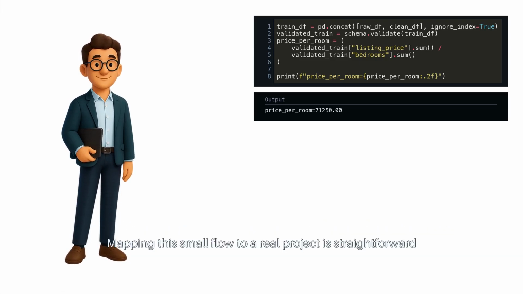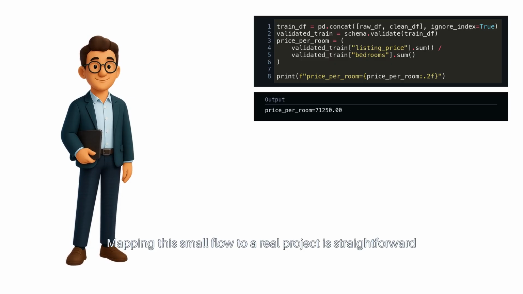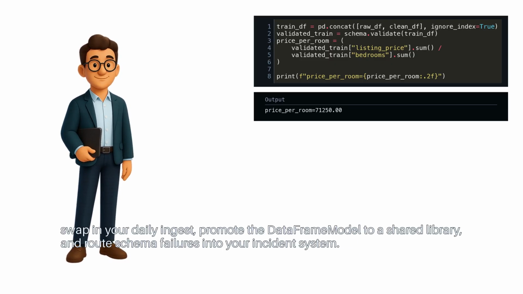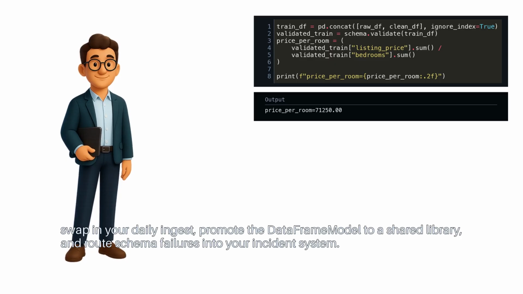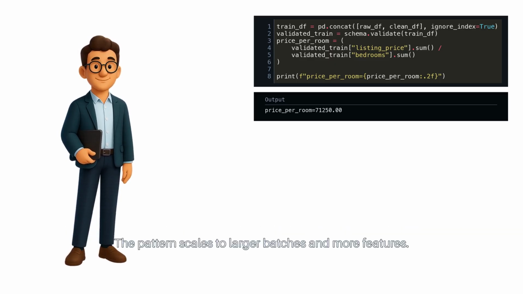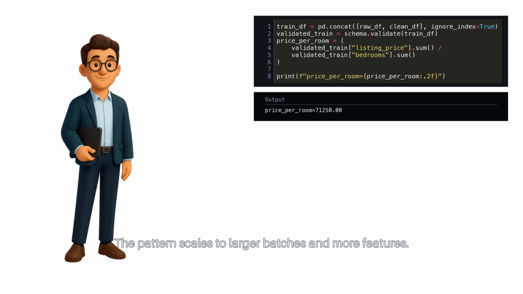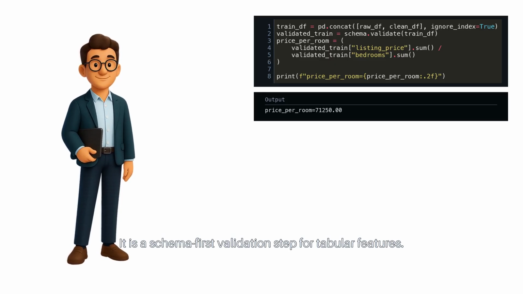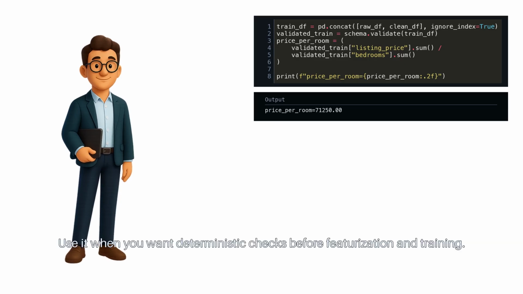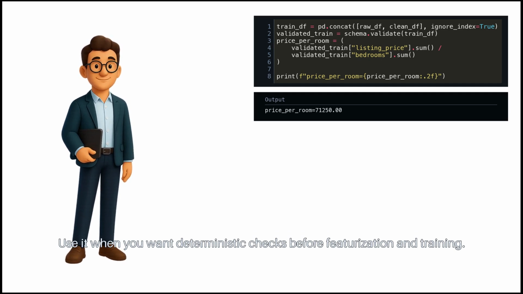Mapping this small flow to a real project is straightforward. Swap in your daily ingest, promote the DataFrameModel to a shared library, and route schema failures into your incident system. The pattern scales to larger batches and more features. It is a schema-first validation step for tabular features. Use it when you want deterministic checks before featurization and training.